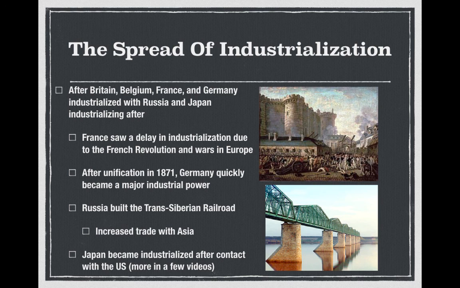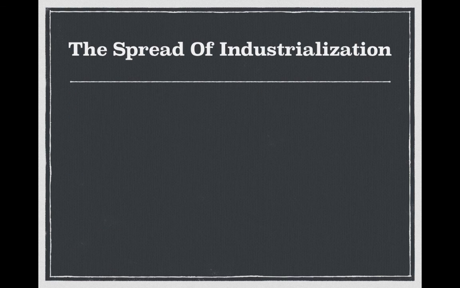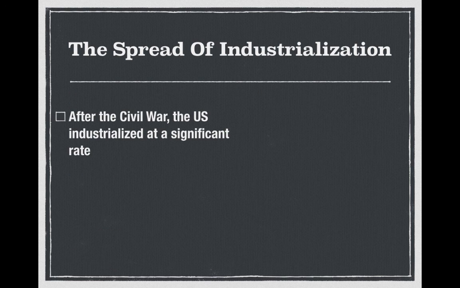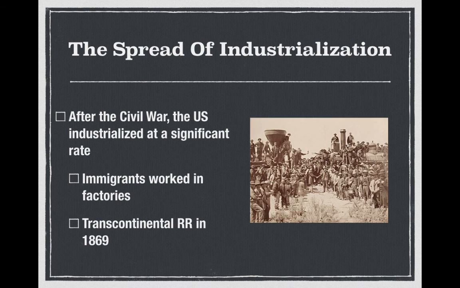We'll talk more about that in a few videos, after Matthew Perry of the United States goes to Japan and opens up trade. After the Civil War, the U.S. will industrialize at a significant rate. So we're looking at the latter half of the 19th century. Immigrants will work in factories, and we'll see the completion of the Transcontinental Railroad in 1869.